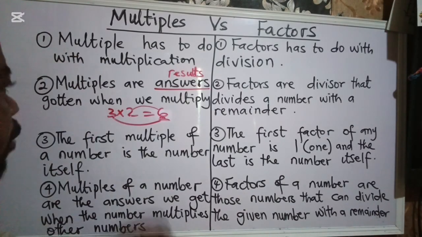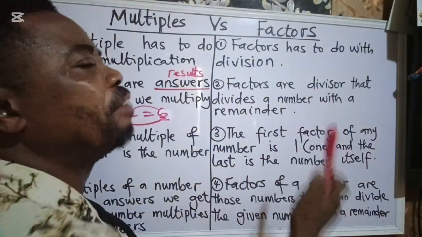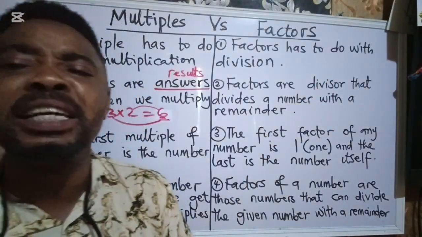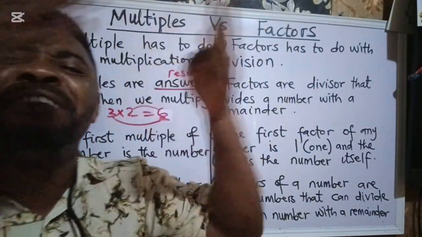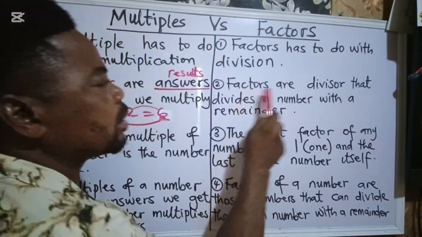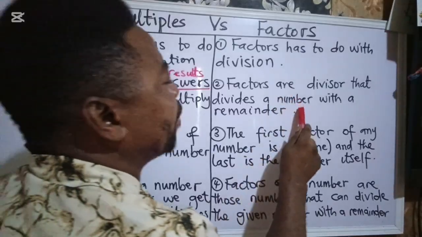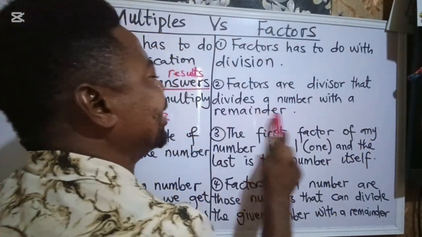Now look at this one. Factor is not an answer. Factor is a divisor. It's the number we use to divide. Factors are divisors that divide a number without any remainder.